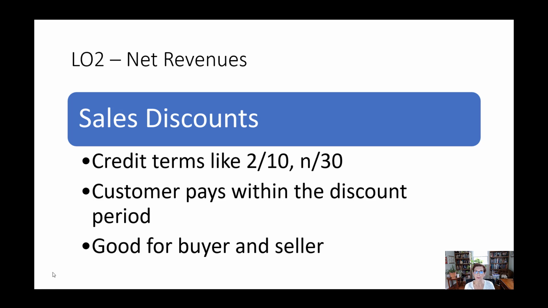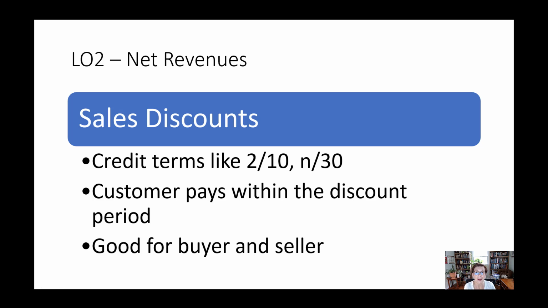Now let's contrast that with sales discounts. Sales discounts come about when a company offers its customers a discount if they pay early. So an example, 2/10, n/30. 2/10, n/30 means the customer would get a 2% discount if they pay within 10 days. Otherwise, they have to pay the net amount, or the whole invoice, within 30 days. So if the customer pays within the discount period, a sales discount results.